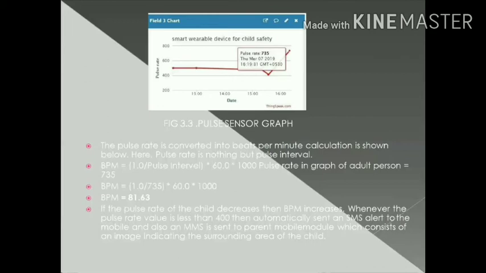Whenever the pulse rate value is less than 400, then automatically an SMS alert is sent to the mobile, and also an MMS is sent to the parent's mobile module, which consists of an image indicating the surrounding area of the child.